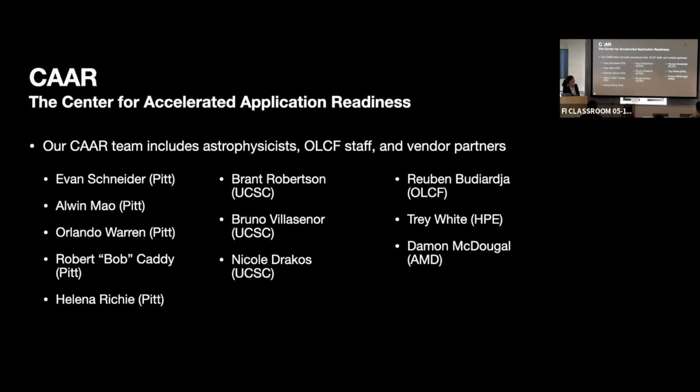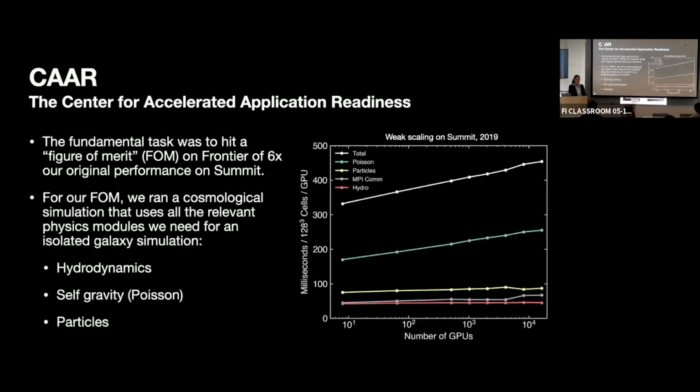All right, so what did we do? The car project had one task associated with it, and that task was that we were supposed to hit a figure of merit, or FOM, on Frontier, and the figure of merit was supposed to be 6 times our original performance on Summit. All right, so that's not too bad. The thought being that Summit was a 200 petaflop machine, and so if you could hit 6 times your performance on Summit, then in theory you're running at Exascale, right?